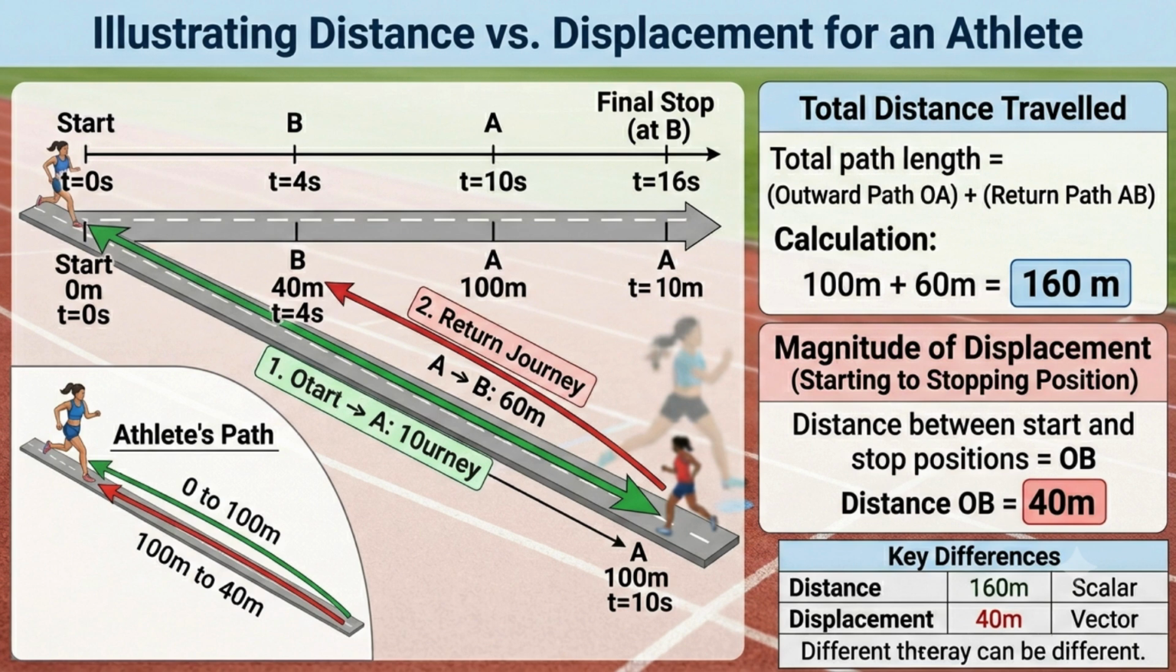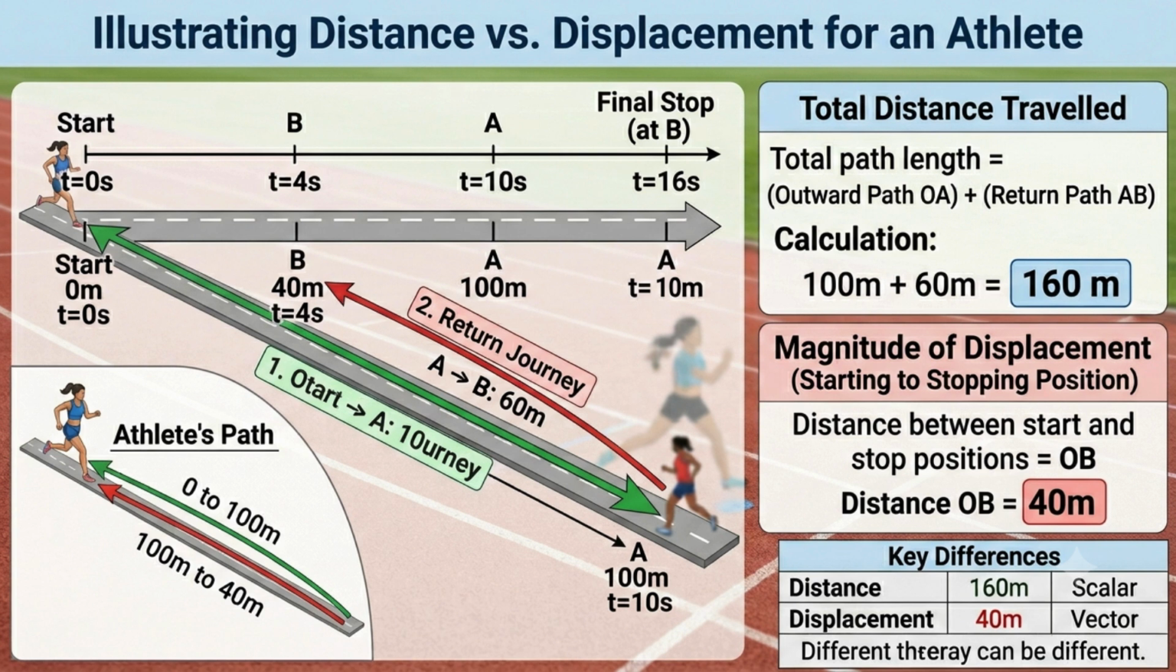But she doesn't stop there. From point A, she turns around and runs back along the exact same path, stopping at point B at 16 seconds. This return journey from A to B is another 60 meters. So, how much is the total distance traveled? Distance simply cares about the entire path length. We just add them up. 100 meters forward plus 60 meters back gives us a total of 160 meters.